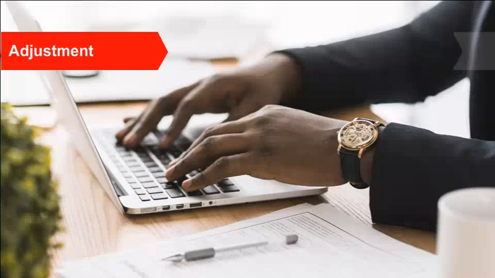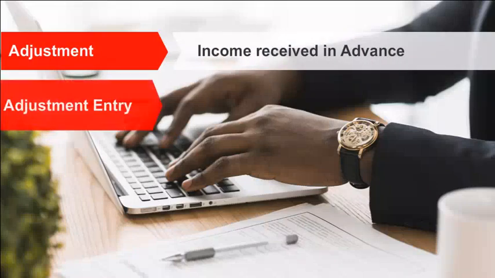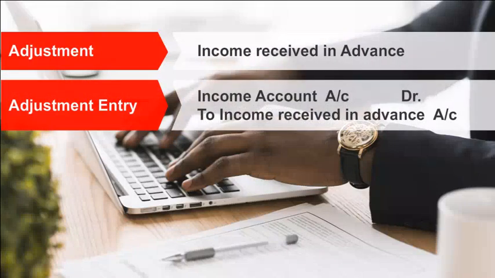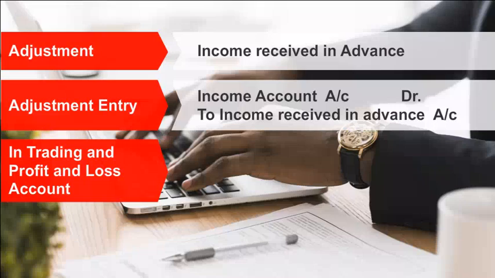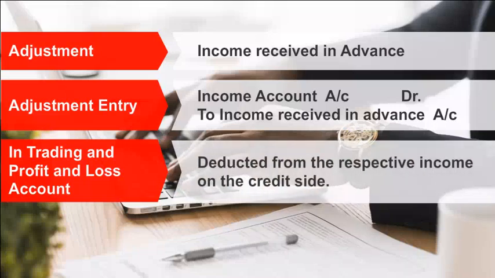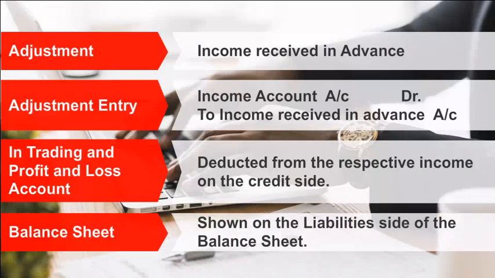Adjustment: income received in advance. Adjustment entry: income account debited to income received in advance account. In the trading and profit and loss account, it is deducted from the respective income on the credit side. In the balance sheet, it is shown on the liabilities side.